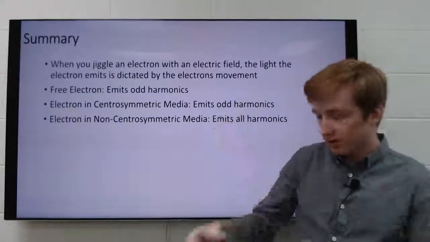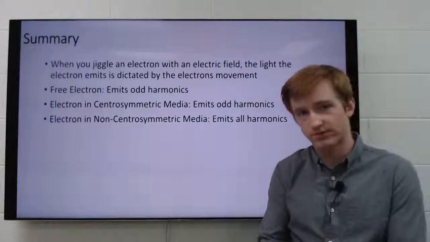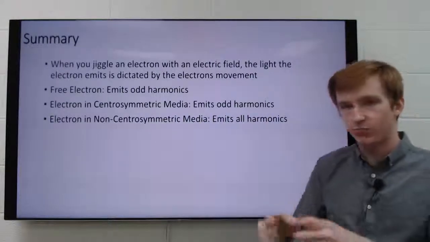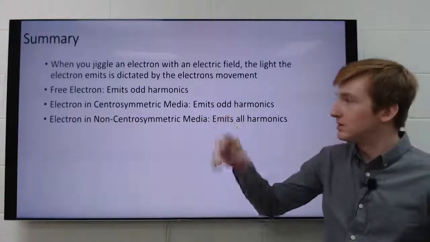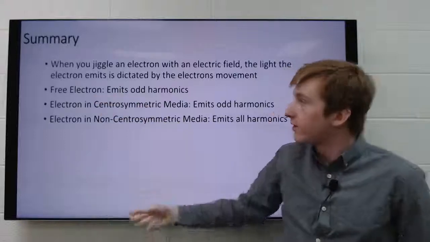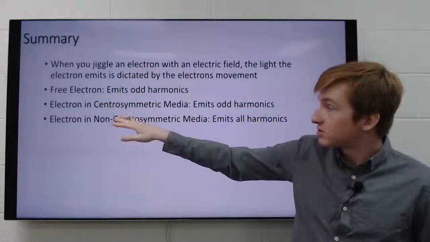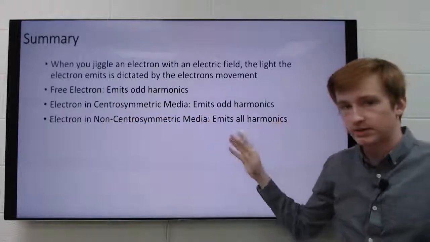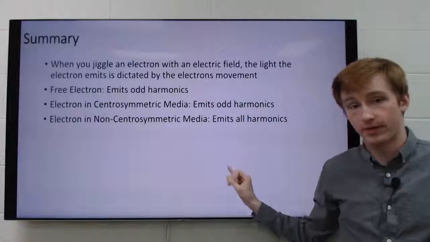I summarize that here. When you jiggle an electron, the light that gets emitted is dictated by the electron's motion, right? So if you put it in an environment such that it jiggles a certain way, it'll happen to emit light that corresponds to that. If you have the free electron case and you jiggle it hard enough, it'll emit the odd harmonics. If you have the electron in a centrosymmetric material, it'll emit also the odds. And then non-centrosymmetric materials are the ones that emit all the harmonics, right?